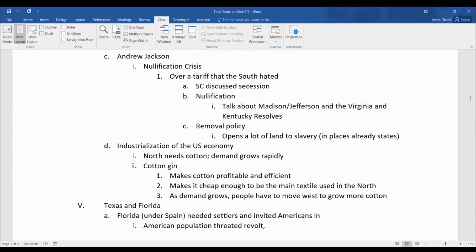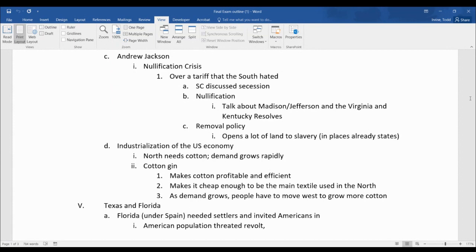You may remember we talked about one where you just don't help enforce the law that the federal government passes, and another where you actively try to impede enforcement of federal law. Right? As you wrap up Jackson, go into the removal policy. Again, it's not a whole lot here, but you should note that this is freeing up a lot of that territory in the South that was Native American land so that slavery can expand into it. And this does, to a certain extent, negate the need of creating new states for a while.